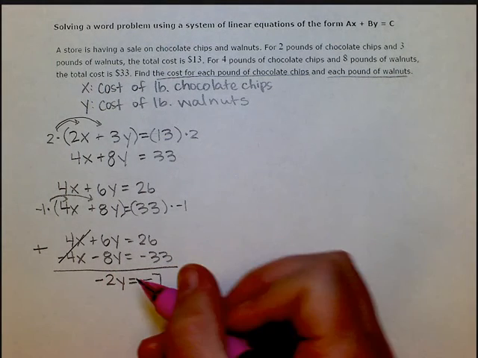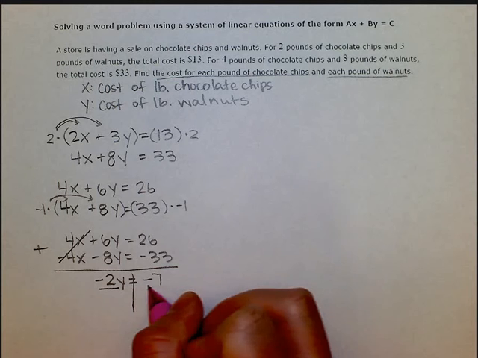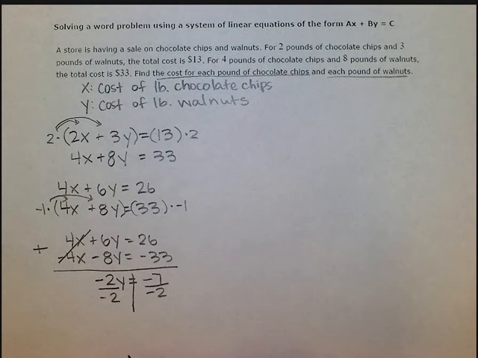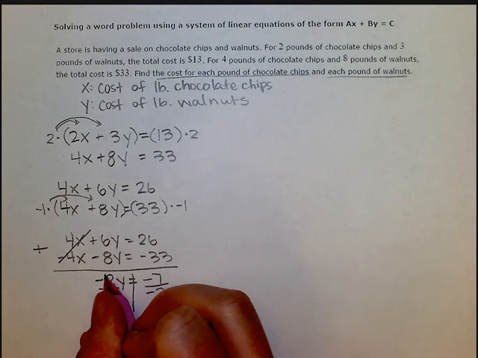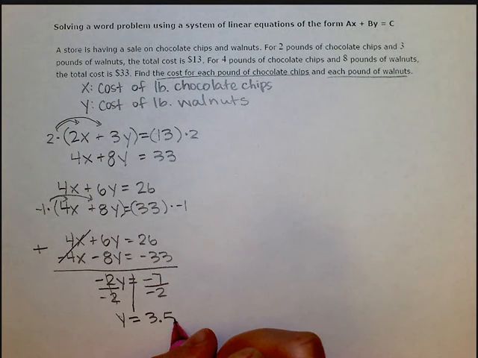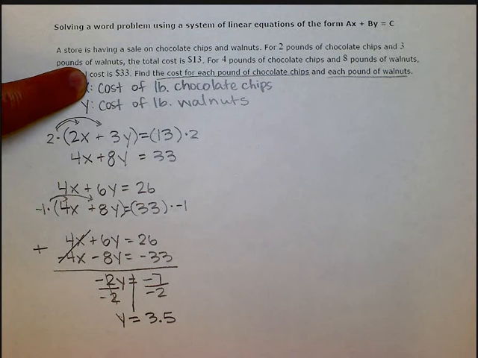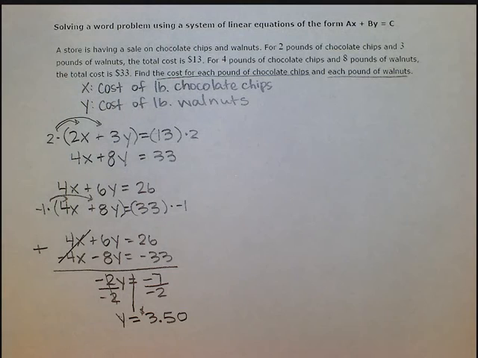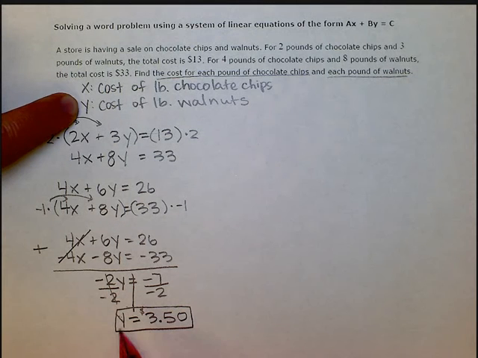Now, to solve for y, I'm going to divide both sides by negative 2. So I have negative 7 divided by negative 2. So y equals, when I put that into a decimal, I get 3.5. Or since we're talking about cost, I can say $3.50. So I know the cost of 1 pound of walnuts, because this is y, is $3.50.